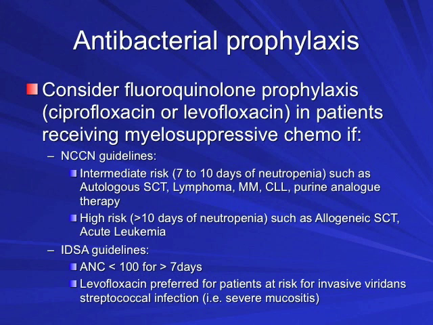So, when do we prophylax these patients? The NCCN guidelines and the IDSA guidelines are more or less in agreement that we consider fluoroquinolone prophylaxis, cipro or levofloxacin, in patients receiving myelosuppressive chemotherapy if they're going to have greater than 10 days of neutropenia. Most authors will recommend that. Consider it for those intermediate risk of 7 to 10 days of neutropenia. Now, levofloxacin may be preferred for patients at risk of invasive virulent streptococcal infections when they're expected to have severe mucositis, although I have to tell you there's a fair amount of levofloxacin-resistant strep mitis out there. But they're all resistant to cipro, so I understand where that's coming from.